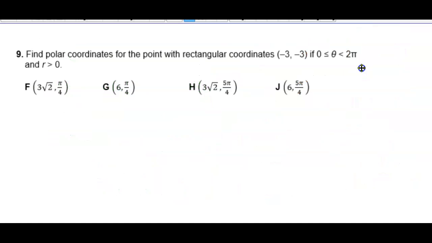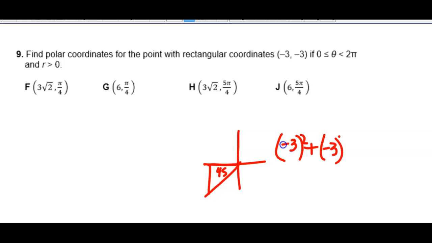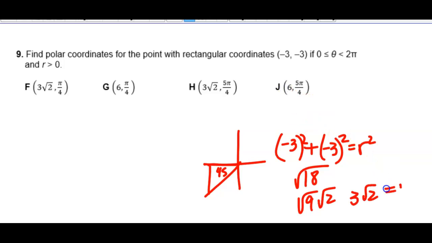Oh, a couple multiple choice questions here. Negative 3, negative 3. You went left 3 and down 3. Well, most of us recognize that's a 45, okay? But otherwise, what you're supposed to do is x squared plus y squared equals r squared. This is 9 and 9 is 18. The square root of 18 is the square root of 9 times 2, so it's 3 square root of 2. That's your r.